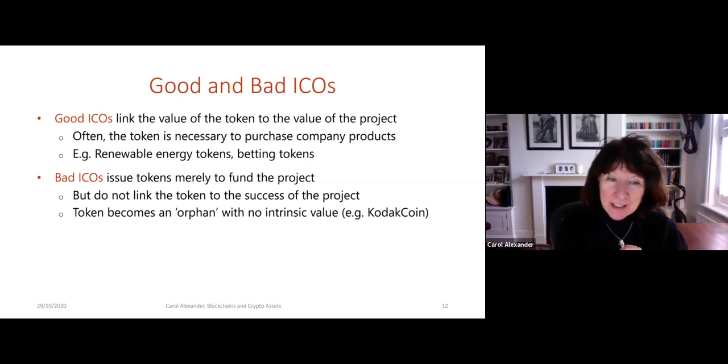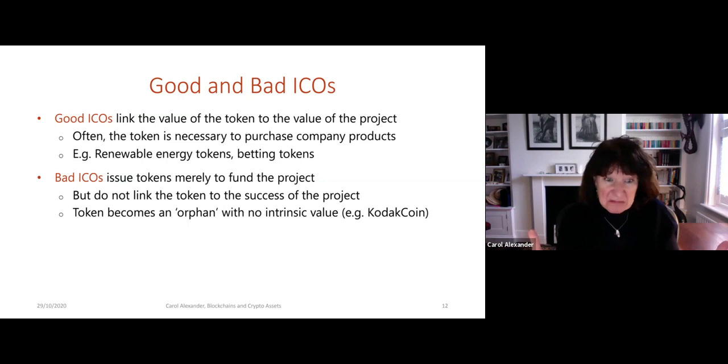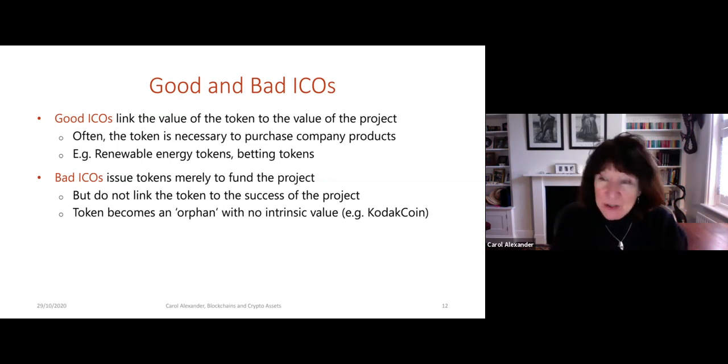A bad way of designing an ICO is not to have the token linked to the success of the project. And the token becomes a sort of, well, you used it in the ICO and now we've got all these tokens, but what are they used for? There's no utility for them. So most ICOs are actually utility tokens. Kodak coin was designed to raise money for photographers, a bit like Getty Images, but you didn't need Kodak coin to pay for the image. So that was a big failure.